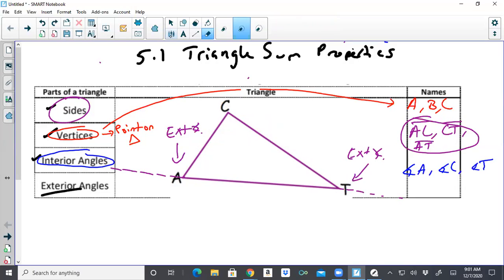So like with this, if I wanted to pick the other line, see how I'm here? I could pick the other line and go straight. This would be an exterior angle. It doesn't make a difference. All right. Any questions on what you're looking at right there?